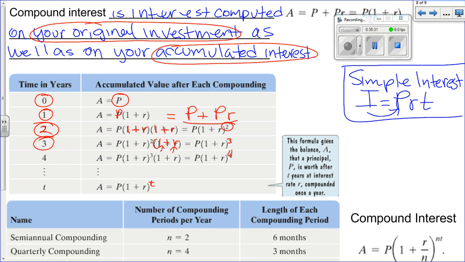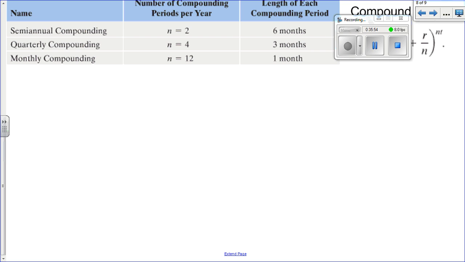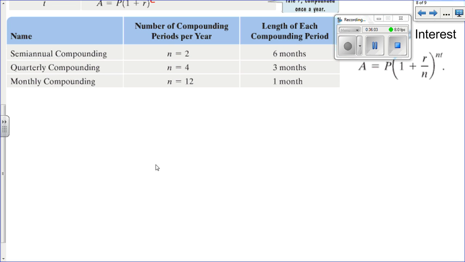Now, this will be if the interest is compounded yearly. And that means that n is equal to 1. The number of compounding periods is 1. Now, let's see what happens when the number of compounding periods is more than 1. That means how many times the interest gets calculated over a year. If it is yearly, the interest is compounded once a year. If it is semi-annually, the interest will be compounded twice. If we divide that into months, it will be every 6 months.